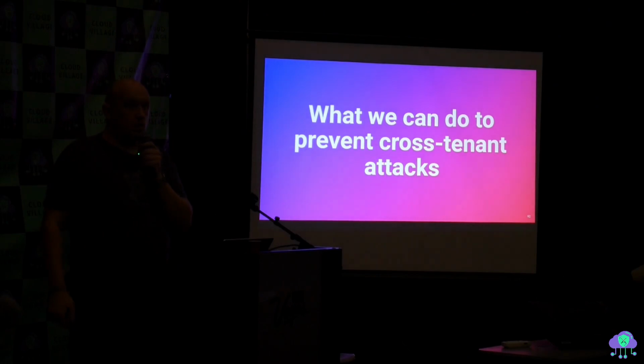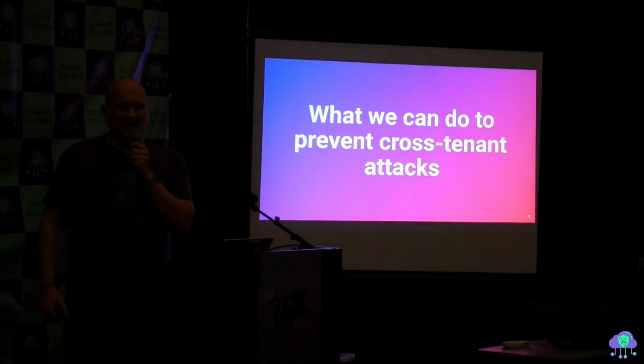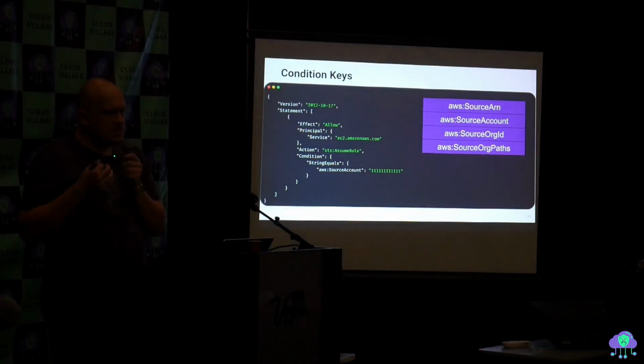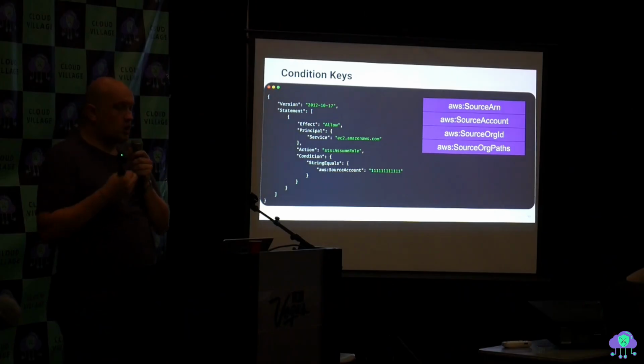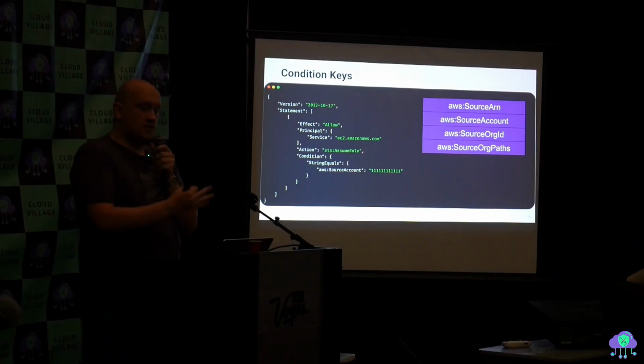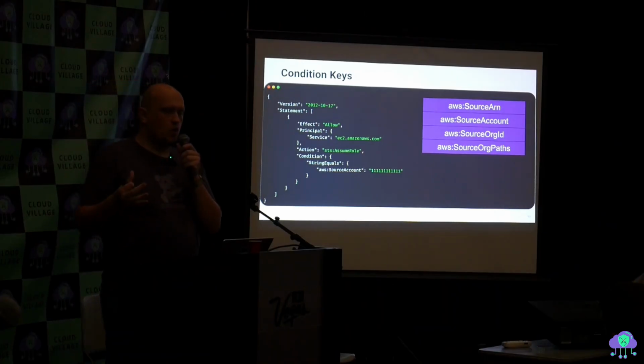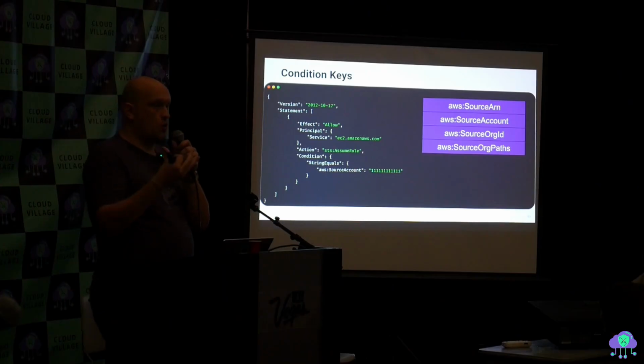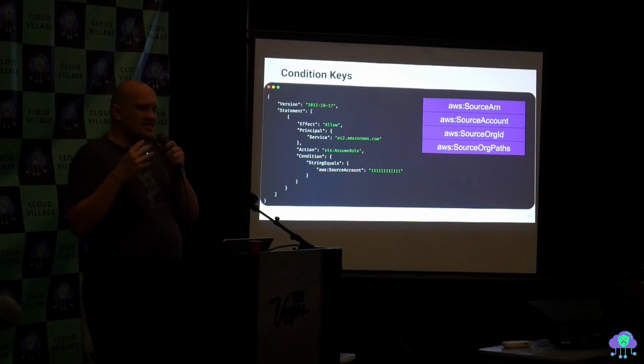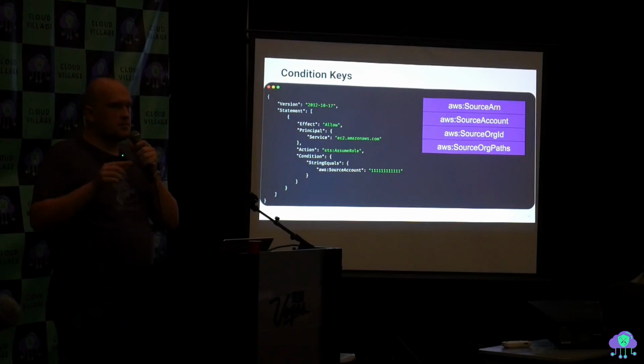But let's talk a little bit about what we can do to prevent cross-tenant attacks in AWS. Some neat controls that AWS offers us are condition keys that can restrict either the ARN, the account, or the org that is permitted to assume a role. The way that we would do this is we would attach these as conditions on our role trust policies.